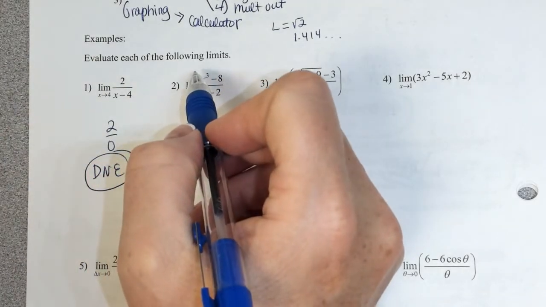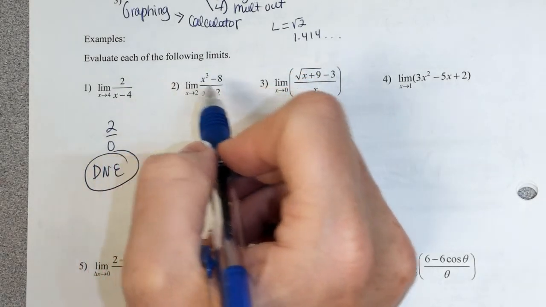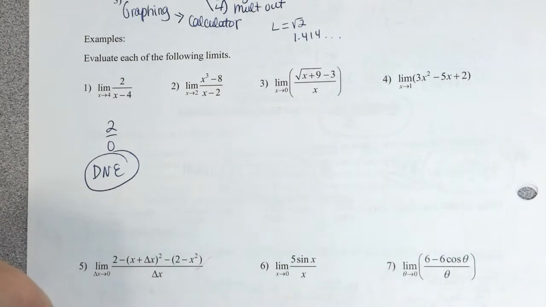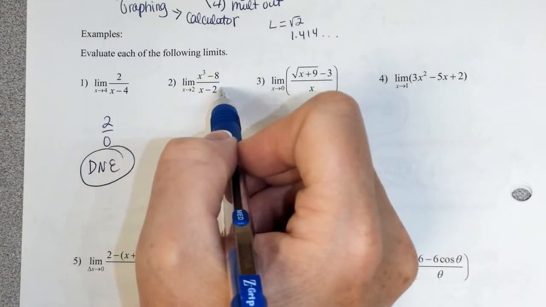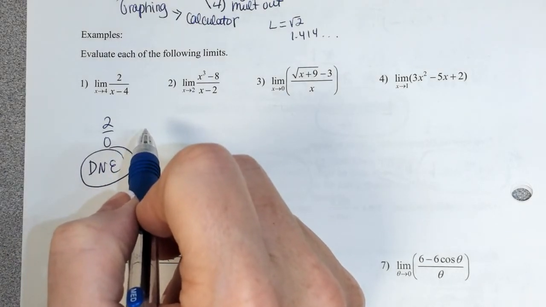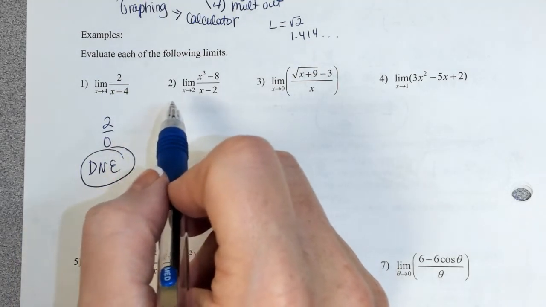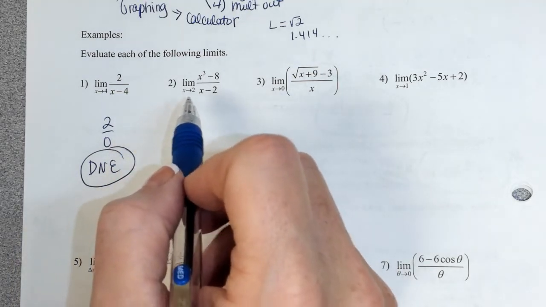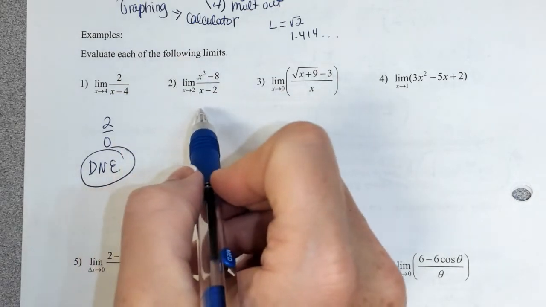Number 2, we're going to try plugging it in. Try plugging it in. What happens when we plug that in? 0 over 0. Have to do more work. So if we have to do more work, we might want to try factoring this, but what do you guys think? Do you know how to factor it, or do you prefer the synthetics? Okay, so some of you know how to factor it. If you do, great, go for it that way.